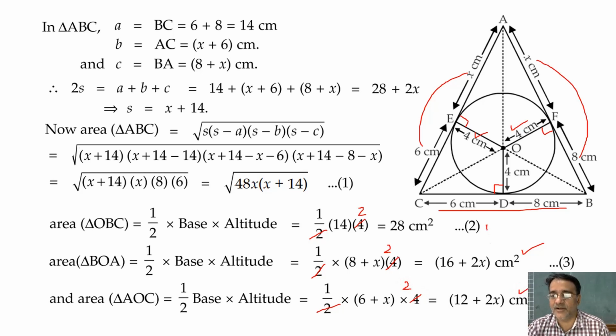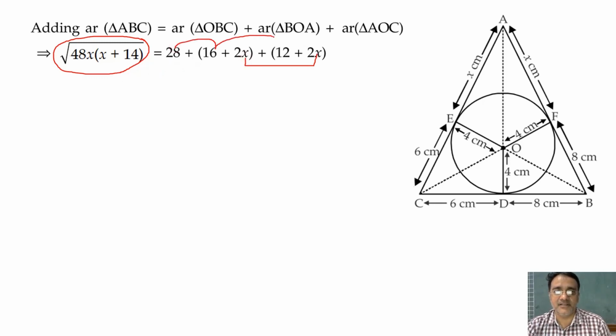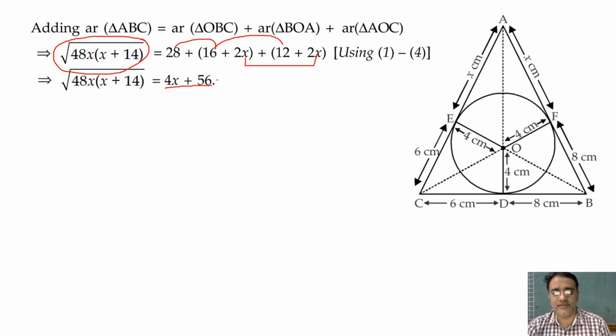Now if we add all these three areas, we'll get the full triangle area, that is ABC. We'll substitute all the values, and the area of the triangle is also given using Heron's formula, that is root over 48x into x plus 14. We will equate both the areas. Okay, so what we are going to get, 4x plus 56. Okay, after that we can take 4 common. If you take 4 common, what you will get, x plus 14.